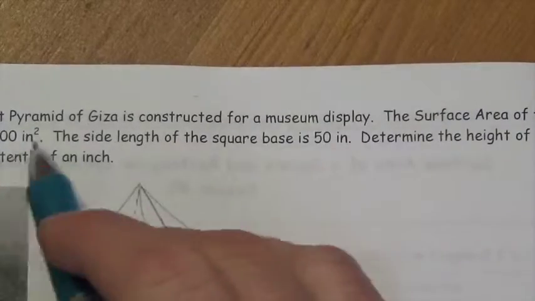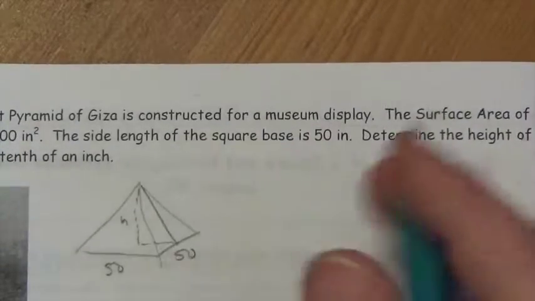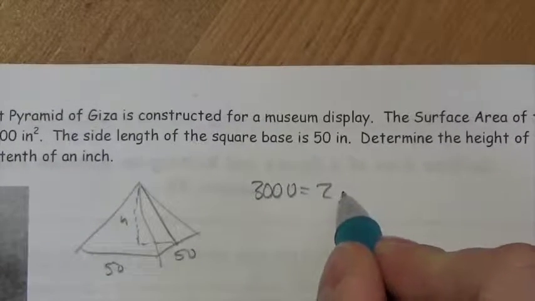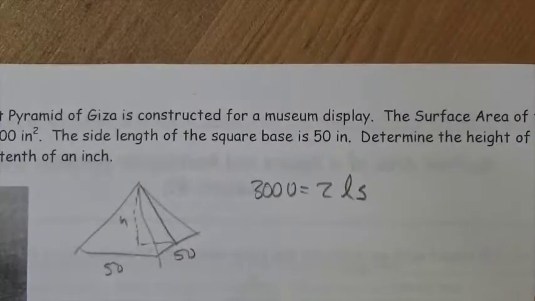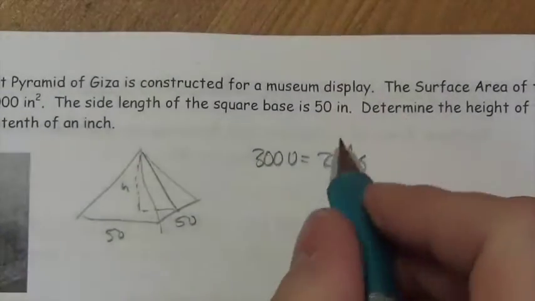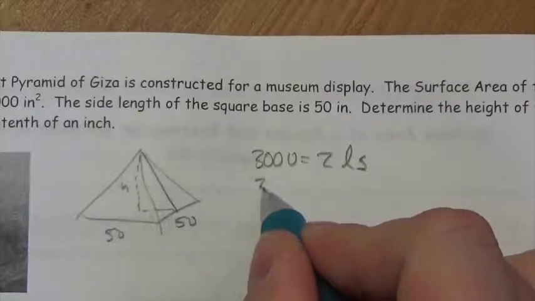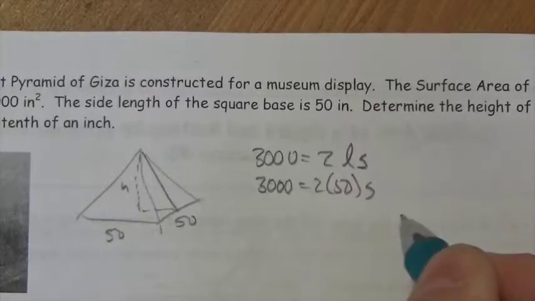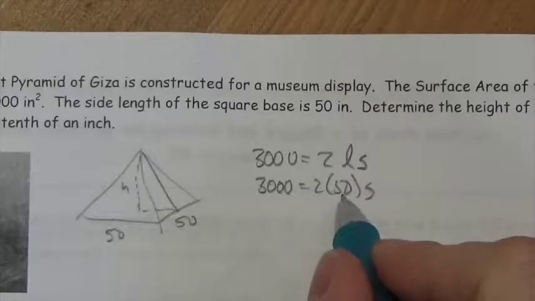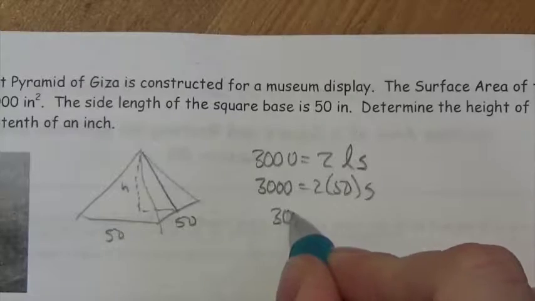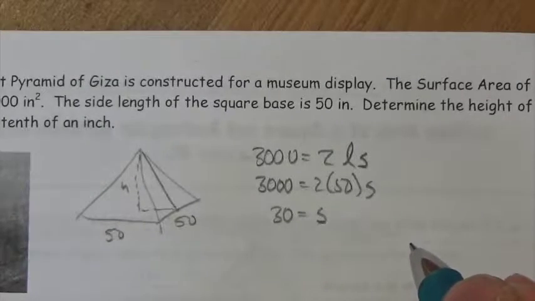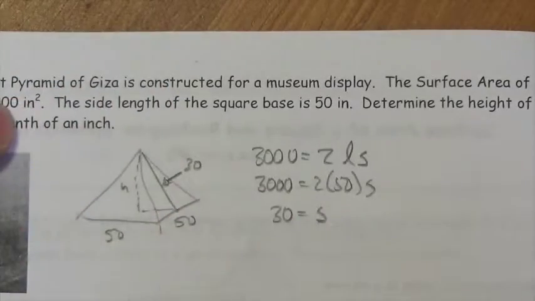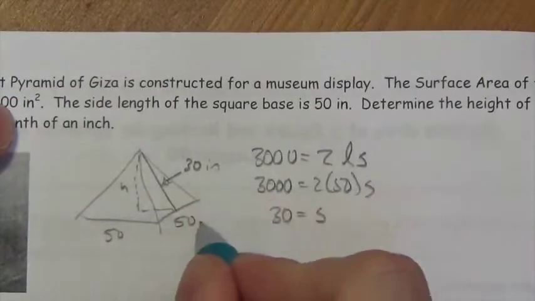I know that the surface area of all of the sides there is going to be 3,000. So 3,000 is going to equal 2 times the length times the slant height. Well, I know that the length is 50. So 2 times 50 is going to be 100. And when I divide both sides by 100, I'm going to get that the slant height here is equal to 30. So this right here is equal to 30 inches.